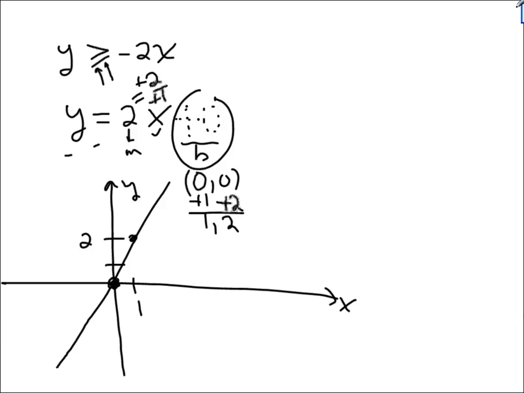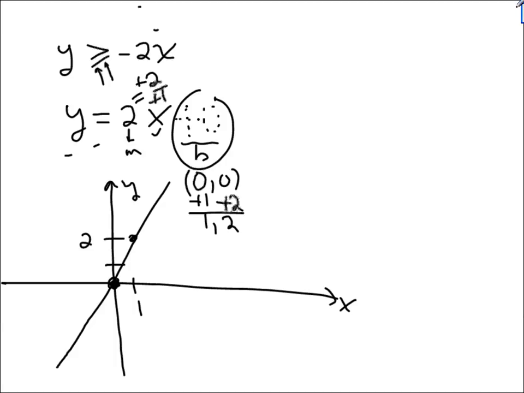Well, 0, 0 is going to pass the test. Is 0 greater than or equal to negative 2 times 0, which is 0? Is 0 greater than or equal to 0? Yes, it is. Which half do I shade in then? Oh, the half that has 0. But 0 is on the line. 0, 0 is on the line.